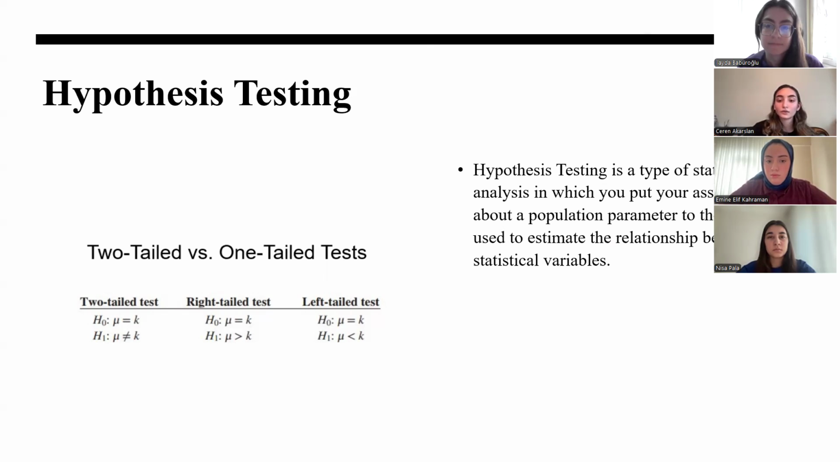Now I would like to talk about tails. A one-tail test indicates that the null hypothesis should be rejected when the test value is in the critical region on one side of the mean. If mu is greater than k, it is right-tailed, and if mu is less than k, it is left-tailed. In a two-tailed test, the null hypothesis should be rejected when the test value is in either of the two critical regions.